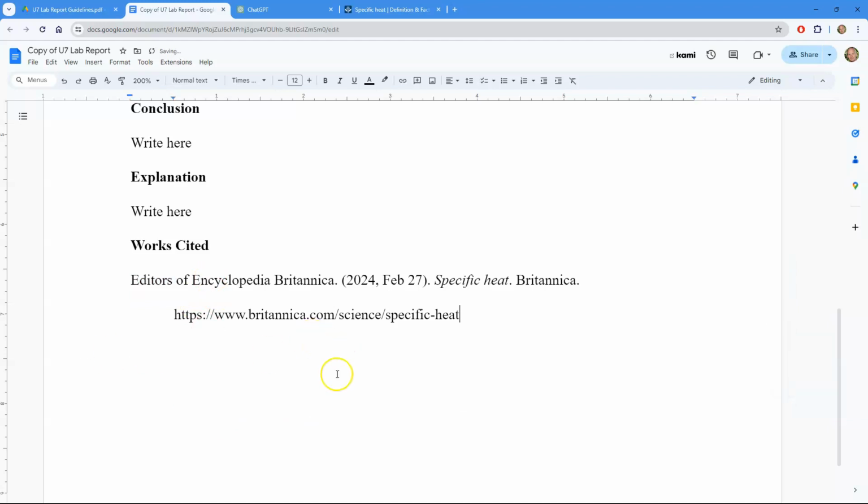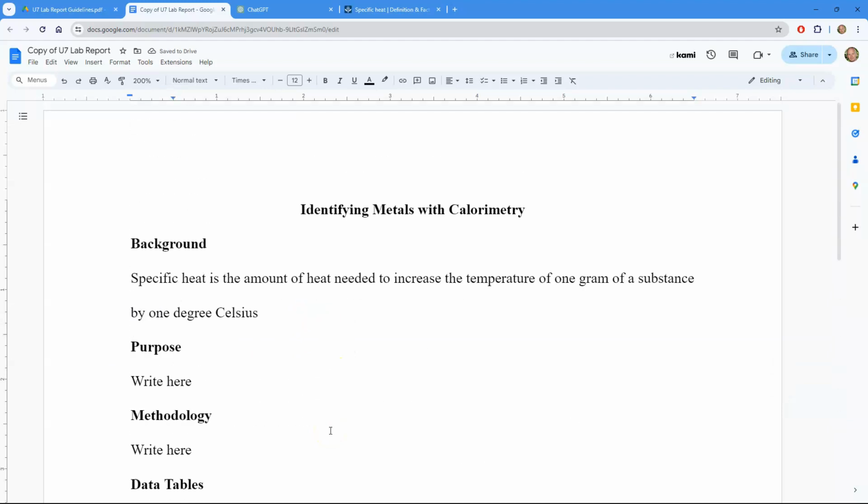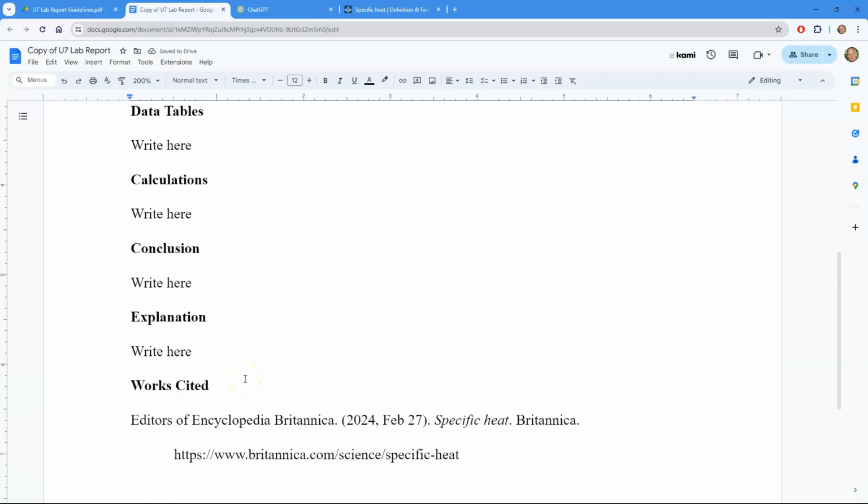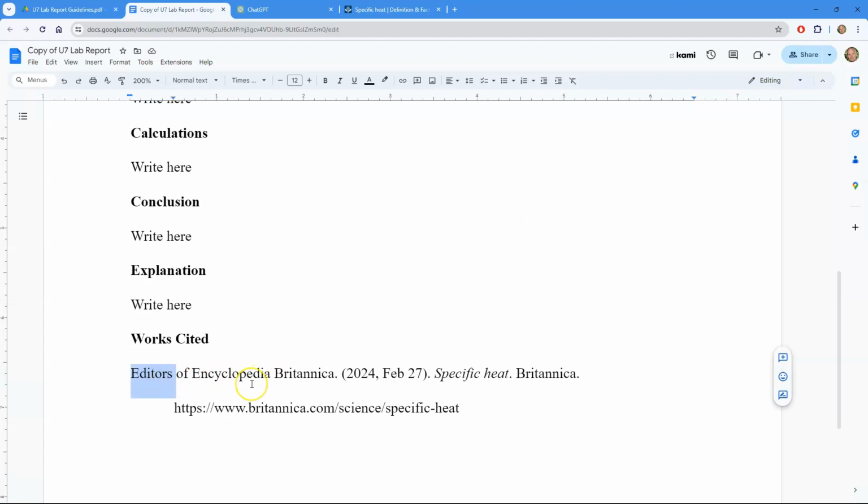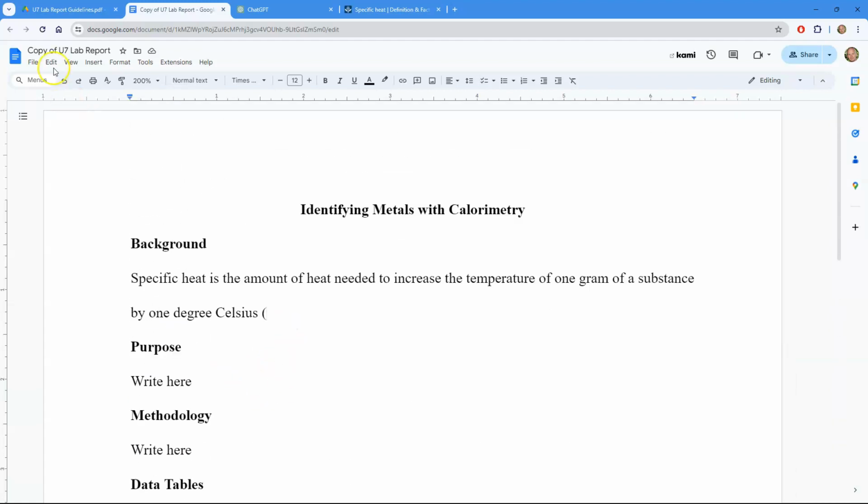Okay, so we're not done with our citation. We need to go back to the sentence that used that citation. So here's our first sentence right here. And I'm going to include the first word of our citation. So editors. All right, I'm going to paste that in. And then it's going to be comma, the year it was published. So 2024. That is called an in-text citation.